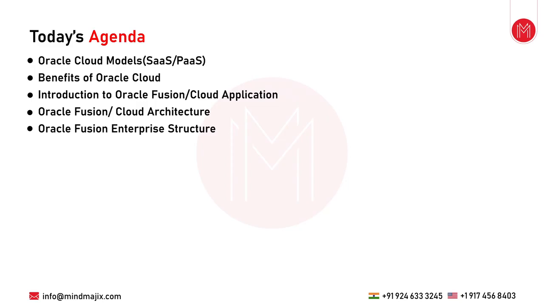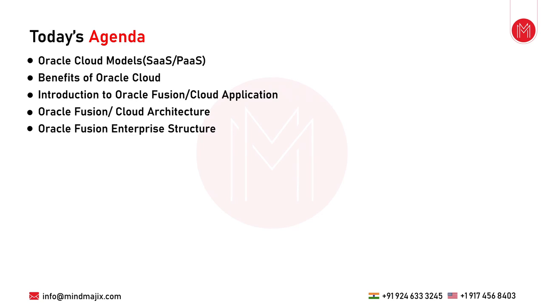So first of all, let's talk about the Oracle Cloud. When we talk about the Oracle Cloud models, we have different models, like SaaS and PaaS. SaaS is the software as a service platform, and PaaS is the platform as a service platform. So when we talk about SaaS, it is basically software as a service.